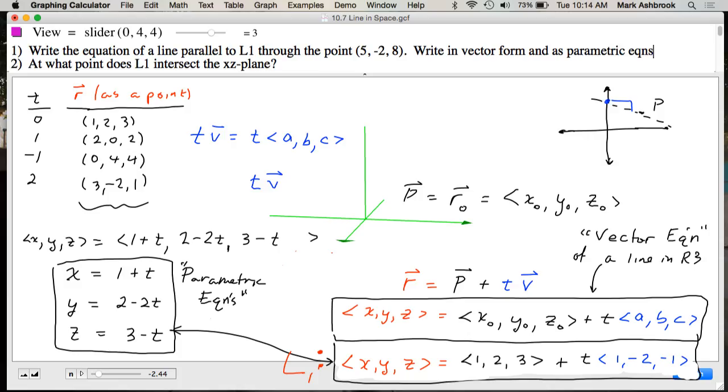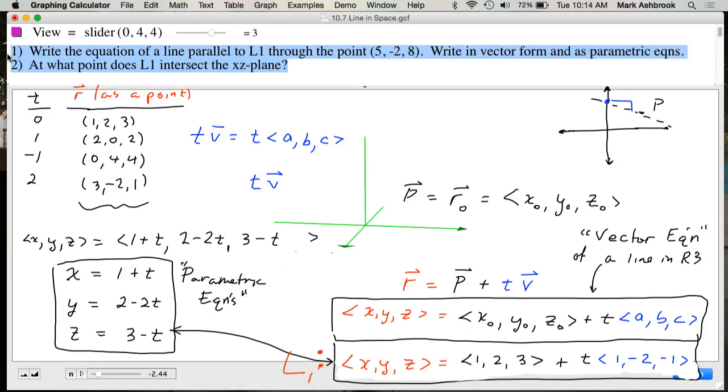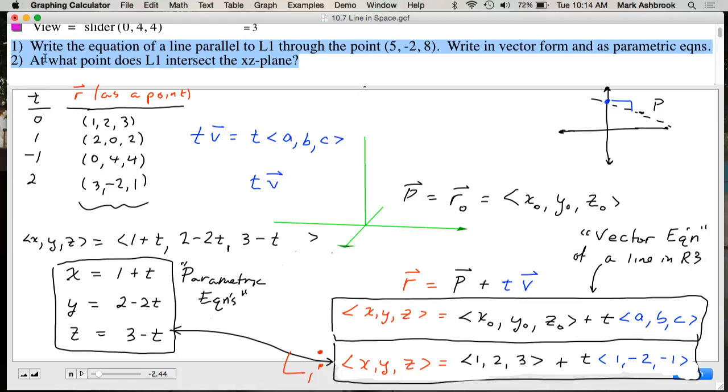Okay, so that's it. So I want you to write the equation of the line parallel to L1, but through the point 5, -2, 8. Write that in vector form and as parametric equations. And then second question is, at what point does L1 intersect the XZ plane?